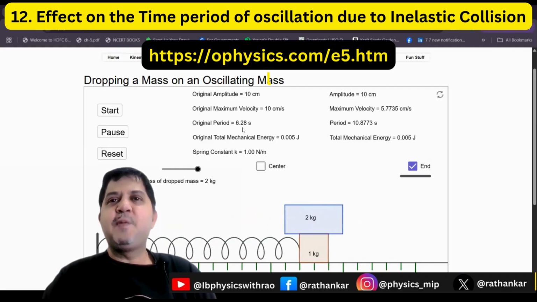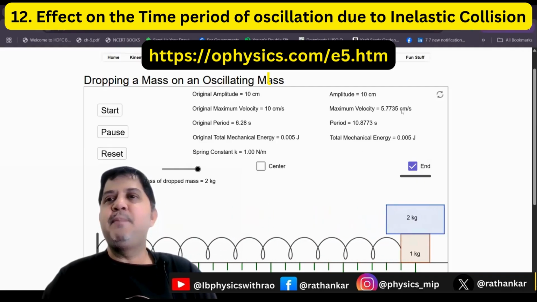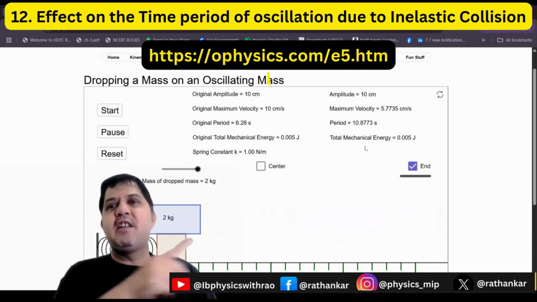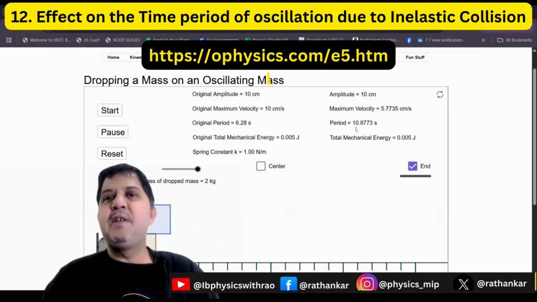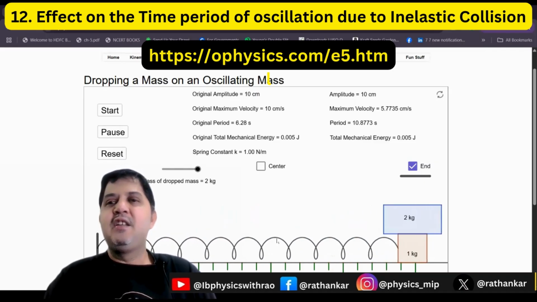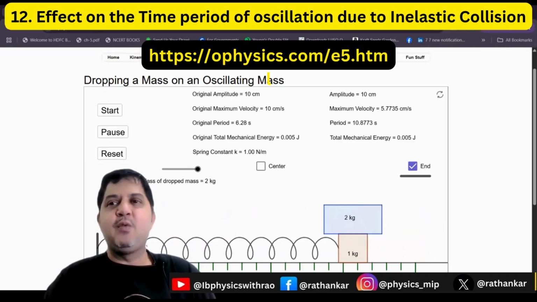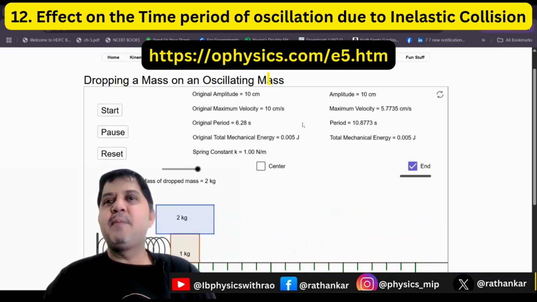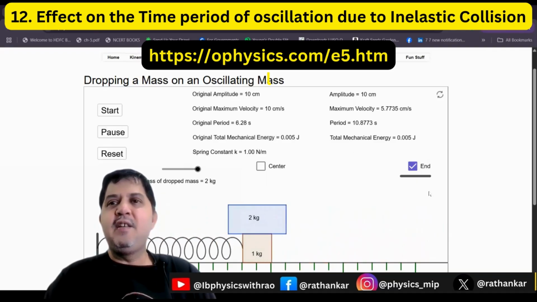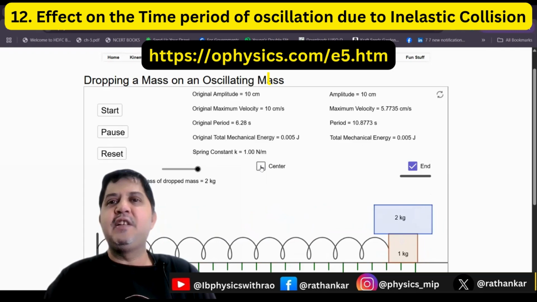The time period was 6.28. Since the maximum velocity is lesser, it takes a longer time to go to the one end and come back. So therefore, the period has increased. That means the time taken by the object to start from one end, go to the other end, and again come back to it, one time period, has increased. Total mechanical energy is seen to be conserved. Spring constant is same. Okay, then if you want, you can now try the same thing with the center.